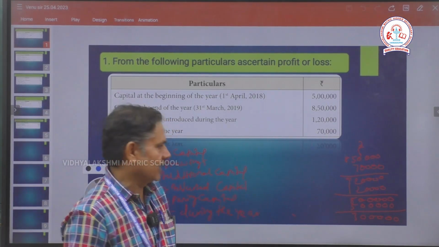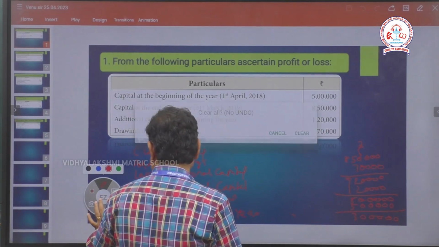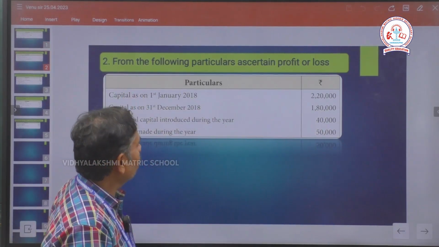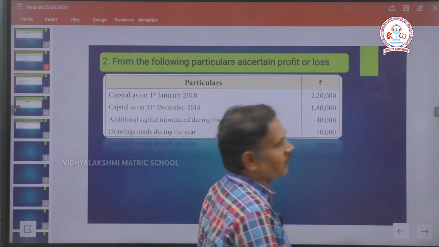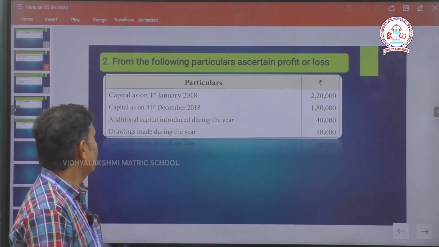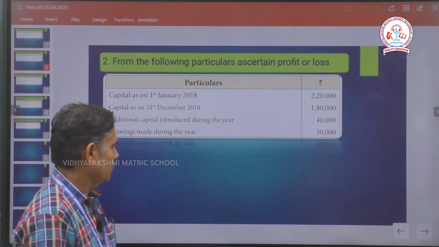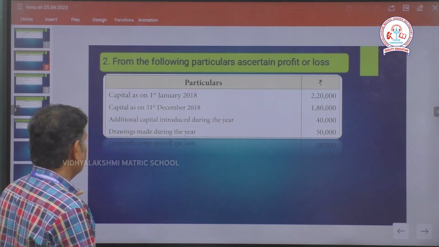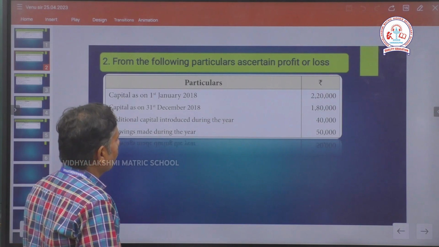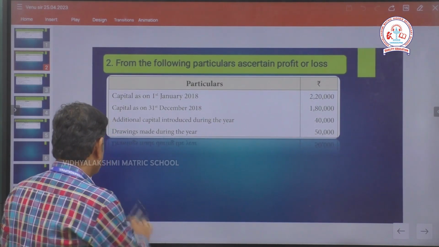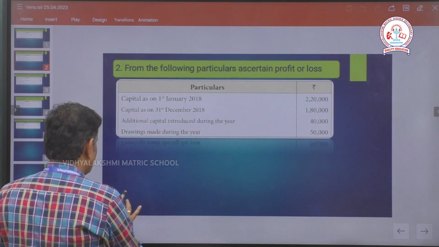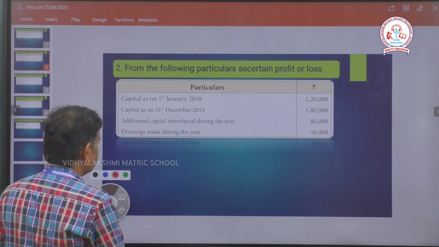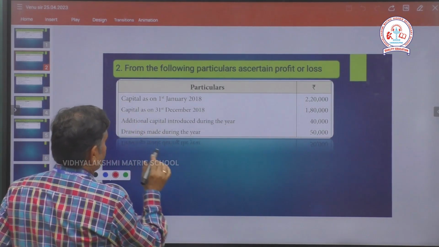Now we will move on to the second one. Now see, from the following particulars, ascertain profit or loss. This is also the same model of finding the answer for profit or loss. This is also the same way. We can write the name here: first, statement of profit or loss. First, we can write it here.